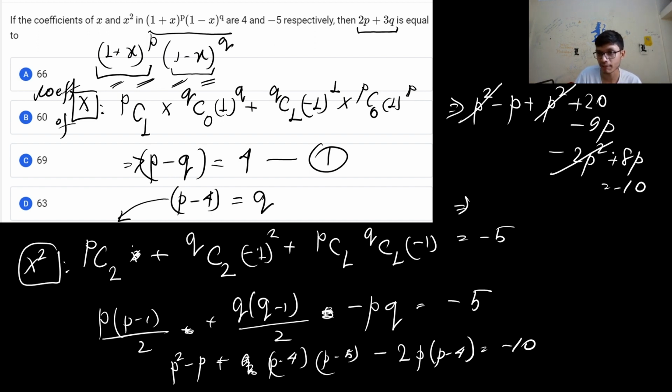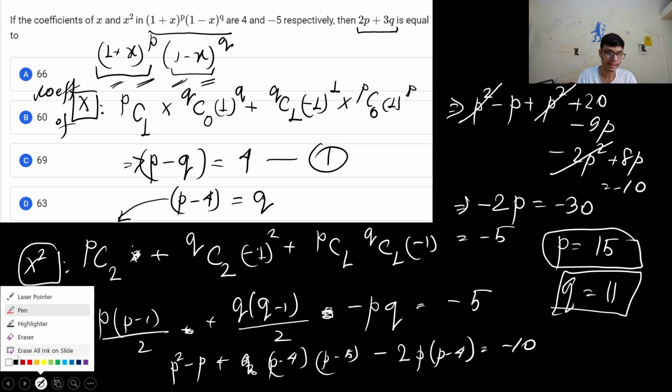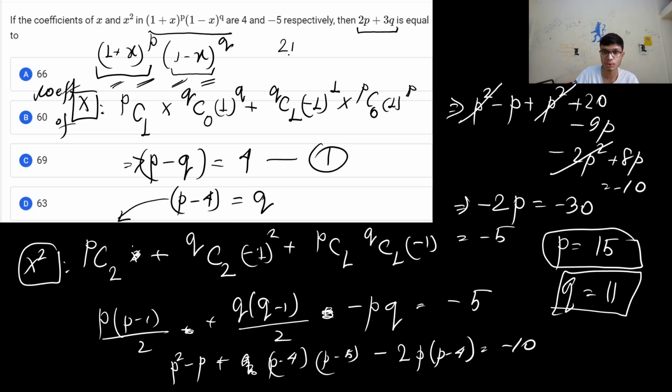So with this we are left with the terms minus of 10p plus 8p, which will become minus of 2p. And similarly, if I take plus 20 to the right hand side, I will get minus of 30p equals minus of 30, which gives me the value of p as 15. So from here I get the value of p as 15. If p is 15, what value of q will we get? From here the value of q will be equal to 11. So once the values of p and q are obtained, from there I can calculate this expression, that is 2p plus 3q.